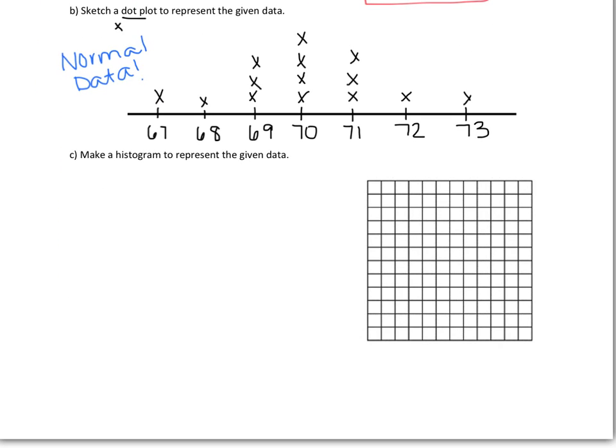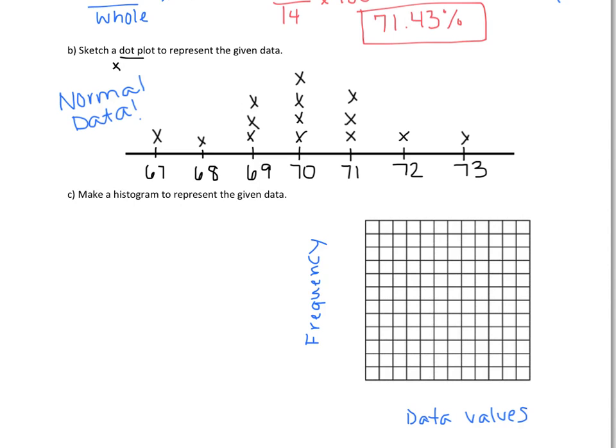Okay, now let's make a histogram for this information. The way that you want to set up a histogram is that on the y-axis you always want to put the frequencies. And on the bottom, you're going to put the data values. So if we want to label the frequency, we first have to see how high these things will repeat. That's what frequency really means.